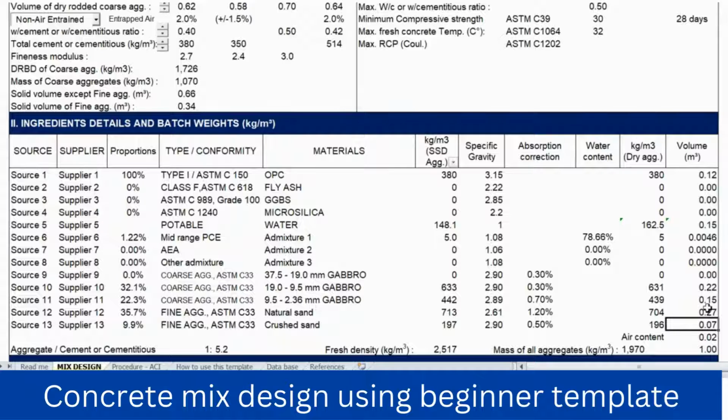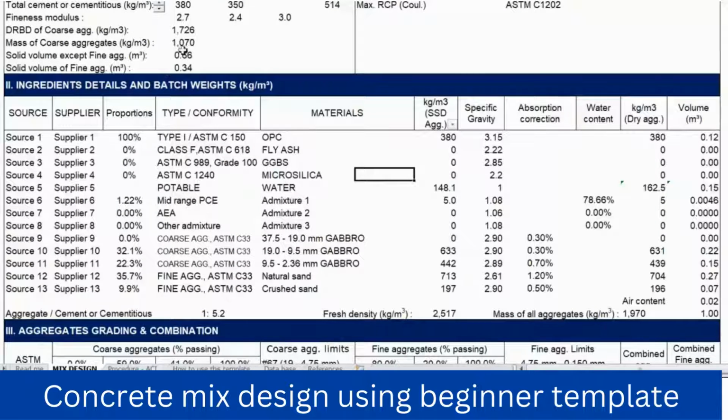Moving on to this table, the ingredients details and batch weights. So let me just correct myself. So the volume of materials except for the fine aggregates is the summation of water, cementitious material, admixture, the coarse aggregate, and the volume of the air content, so that the remaining will be the solid volume of the fine aggregates.